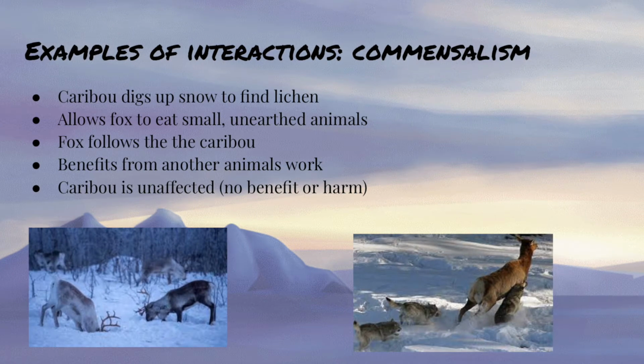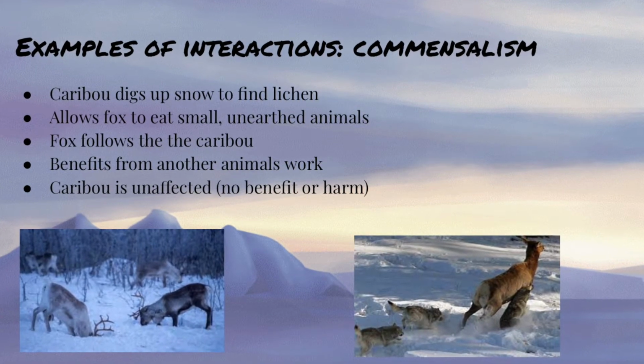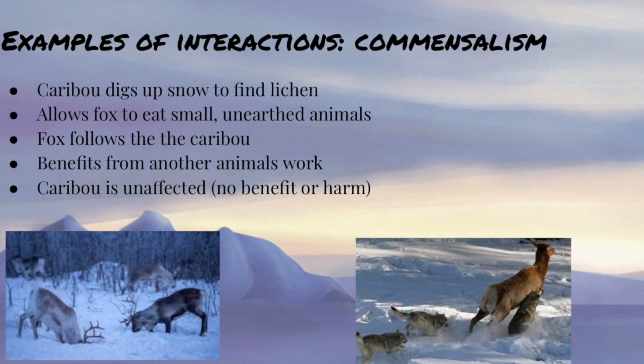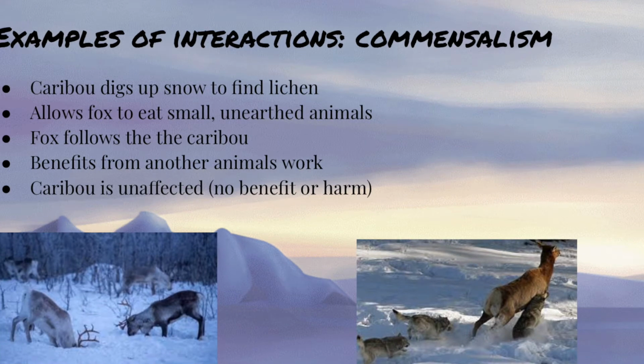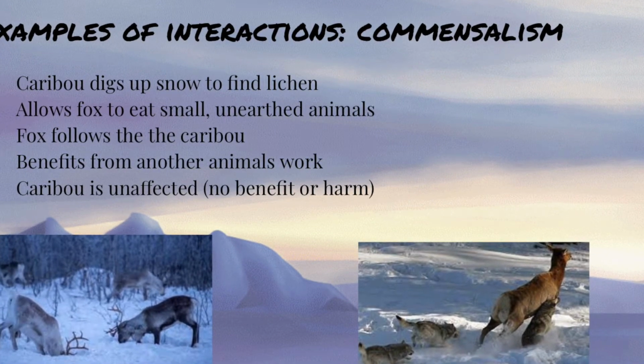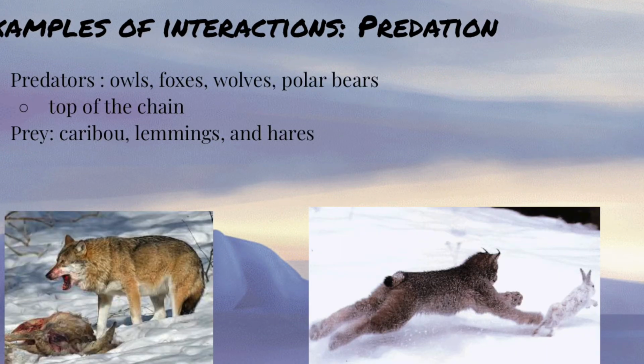Next is commensalism. An example of this in the tundra would be when caribou dig up snow to find lichen. A fox will follow the caribou, allowing it to eat small, unearthed animals in the areas the caribou dug up. The fox benefits from another animal's work, however the caribou is unaffected, as it does not benefit nor harm the caribou. The next interaction is predation, the preying of one animal on others.